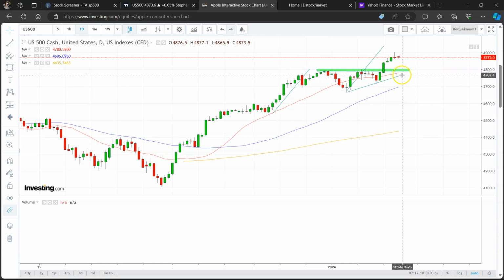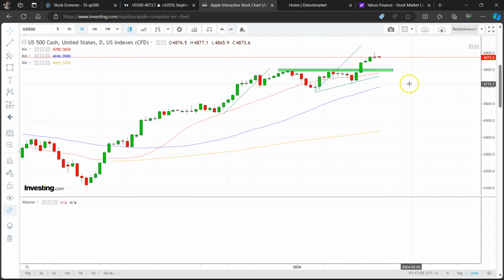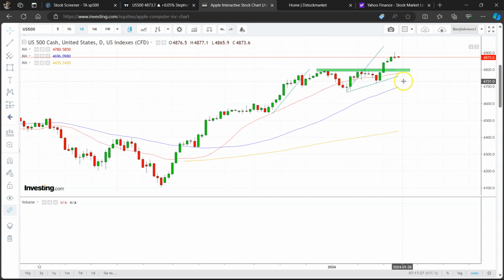The S&P 500's 20 MA is still rising, the 50 MA is still rising, so we should have a bullish bias. I don't know, maybe there might be a correction a bit down here, but we should continue to have a bullish bias.